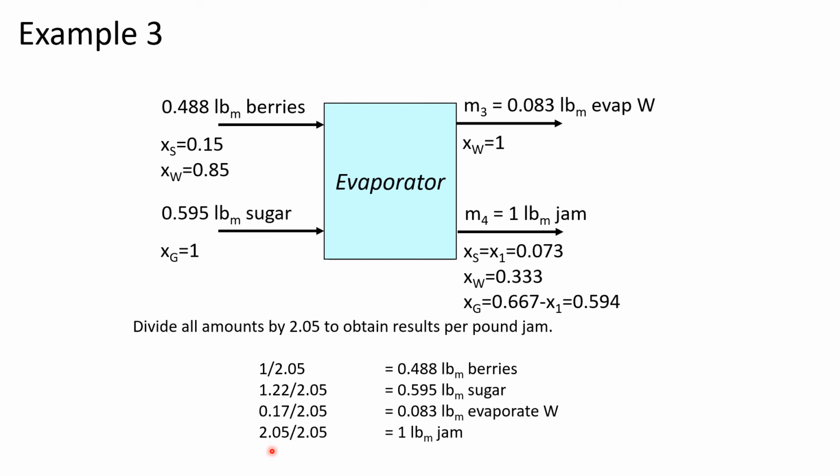So we look at the jam. If we take the 2.05 pounds of jam divided by 2.05, we get 1 pound jam. And all the other values here are converted by dividing by the same amount, 2.05. And the numbers then are indicated in the process flow diagram here above. And what we find out then is that 0.488 pounds mass of berries are required for every pound mass of jam. That's roughly about what you do use when you make jams, is you use about half of it's going to be sugar.